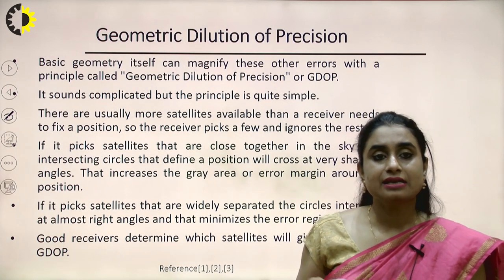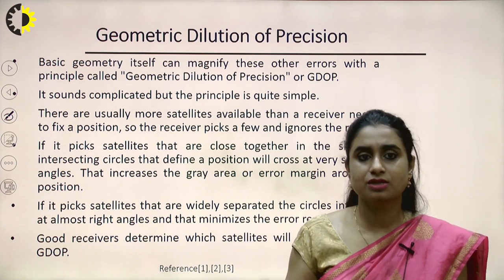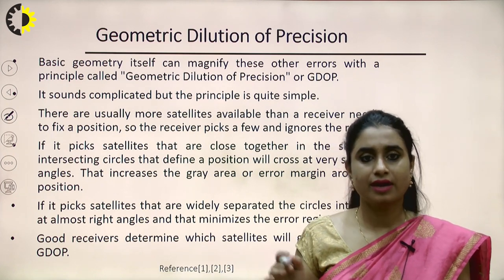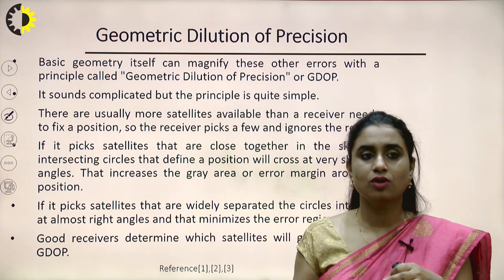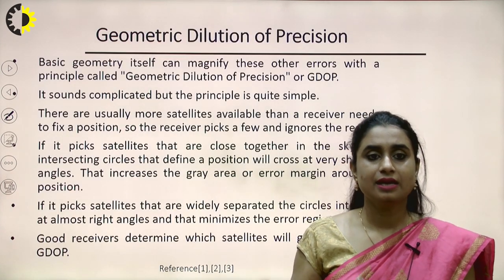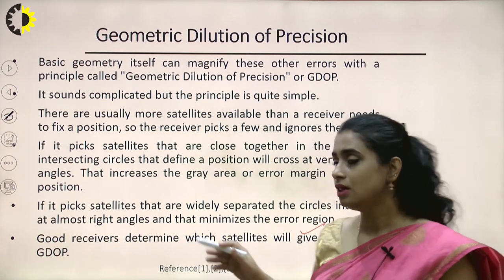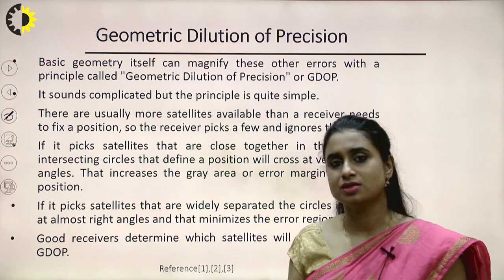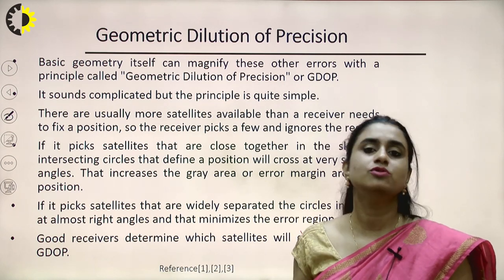If it picks satellites that are close together in the sky, the intersecting circles that define the position will cross at very shallow angles. That increases the gray area or error margin. And if it picks satellites that are widely spaced, then the circles intersect at almost right angles, right? And that minimizes the error region. So good receivers determine which satellites will give the lowest GDOP, geometric dilution of precision, and those are chosen. So we have error reasons and we have ways to remove them as well.